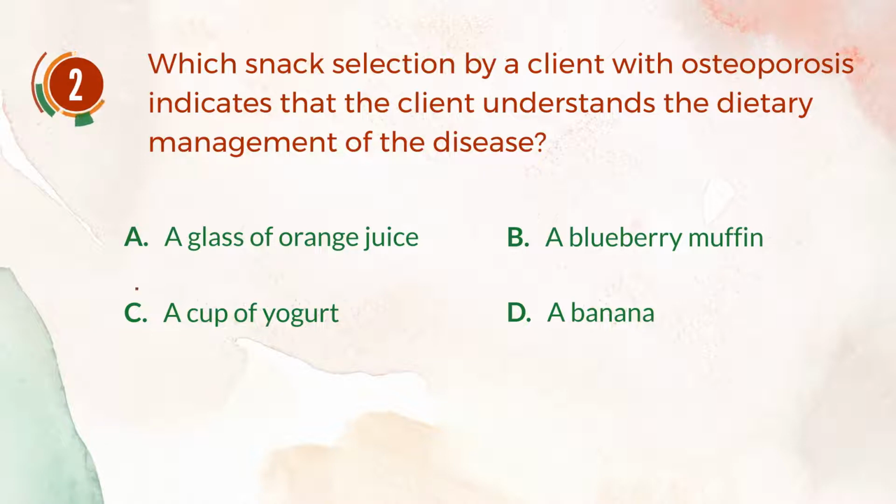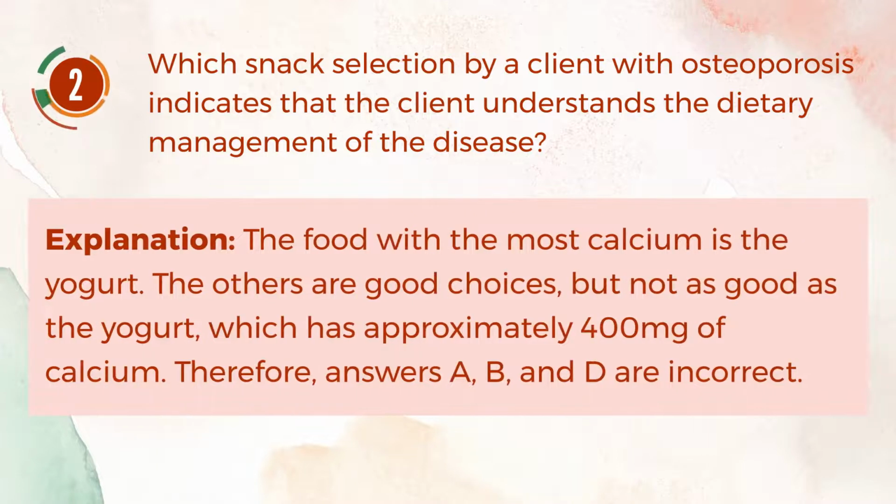The correct answer is C. A cup of yogurt. Explanation. The food with the most calcium is yogurt. The others are good choices, but not as good as the yogurt, which has approximately 400 milligrams of calcium. Therefore, answers A, B and D are incorrect.